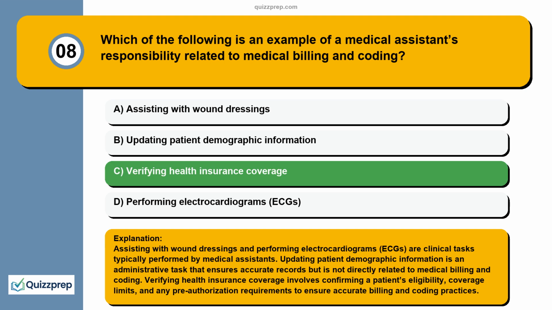Assisting with wound dressings and performing electrocardiograms, ECGs, are clinical tasks typically performed by medical assistants. Updating patient demographic information is an administrative task that ensures accurate records but is not directly related to medical billing and coding. Verifying health insurance coverage involves confirming a patient's eligibility, coverage limits, and any pre-authorization requirements to ensure accurate billing and coding practices.